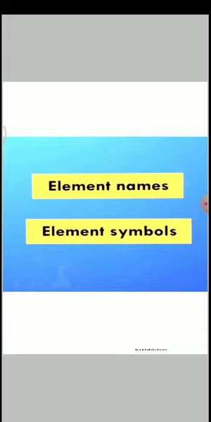So let's start. You know there are so many elements present in our surroundings. It is hard to represent them. Therefore, scientists came up with two important things to simplify the representation of elements: one is element names and the other is element symbols. Every element has a unique name and a unique symbol. Scientists refer to an element using its name or its symbol.